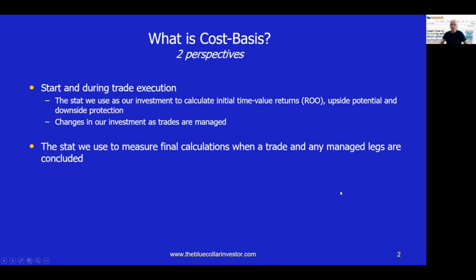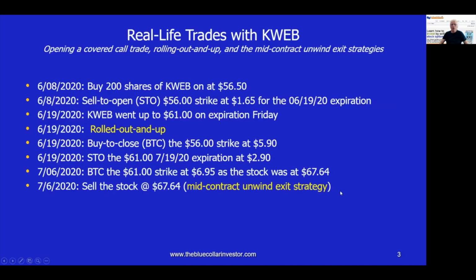So let's get this podcast launched with a real-life trade with KWEB, opening a covered call writing trade. We're going to talk about rolling out and up, and we're going to be talking about the mid-contract unwind exit strategy. All those things are inherent in this real-life example.